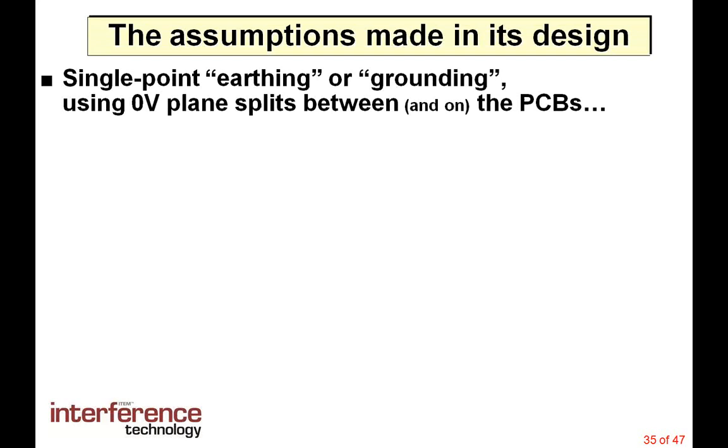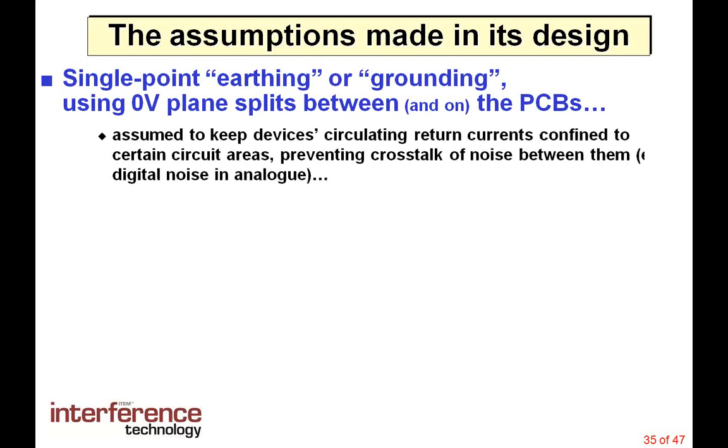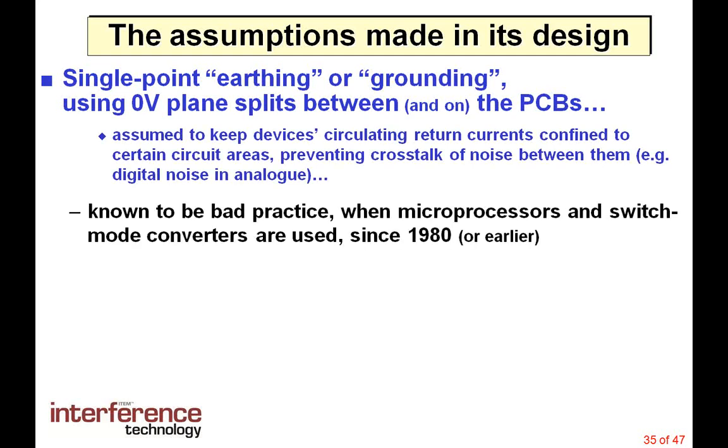So the assumptions made in its design were single point earthing or grounding using 0-volt plane splits between the PCBs and on the individual PCBs. As I said, that's assumed to keep the device's circulating return currents confined to certain circuit areas, preventing crosstalk of noise between them. Now this has been known to be bad practice whenever microprocessors and switch mode converters are used since 1980 or earlier, and yet people still do it. I still find people doing it.